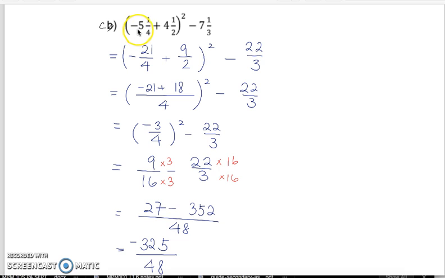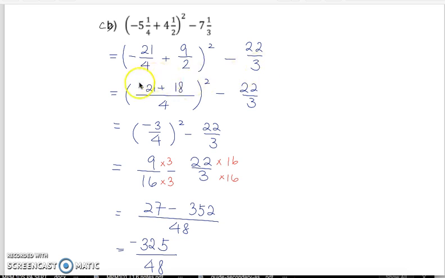So start with -5 and 1/4. So 5 times 4 is 20. 20 plus 1 is 21. So this is -21/4. Plus 4 times 2 is 8. Plus 1 is 9. So we add 9/2 squared. Minus 7 times 3, 21, plus 1, 22/3.